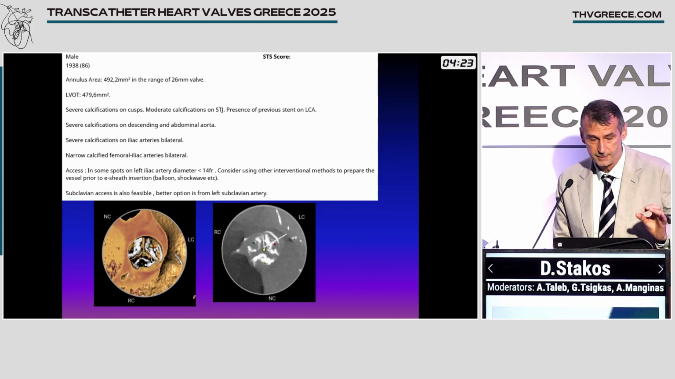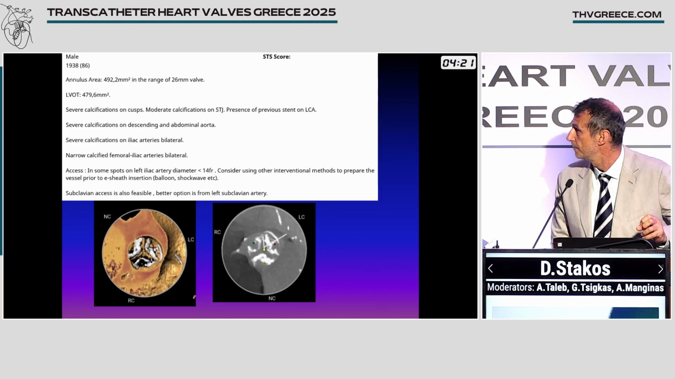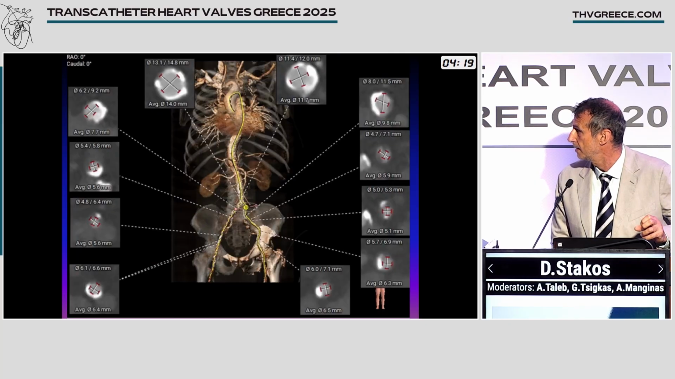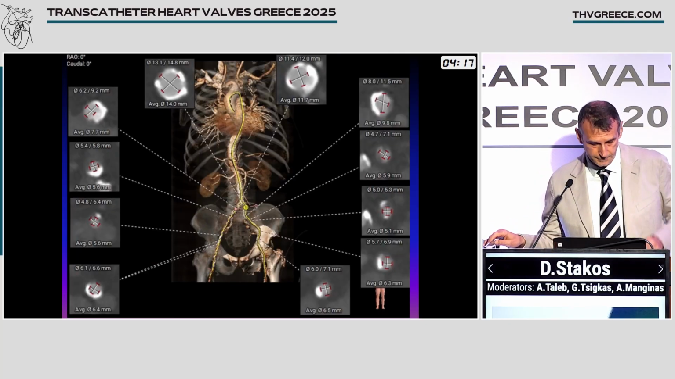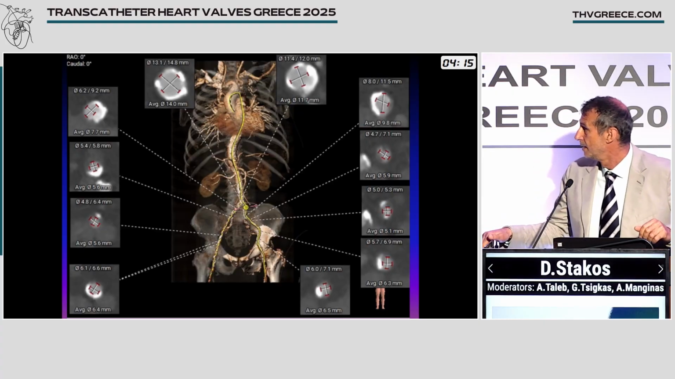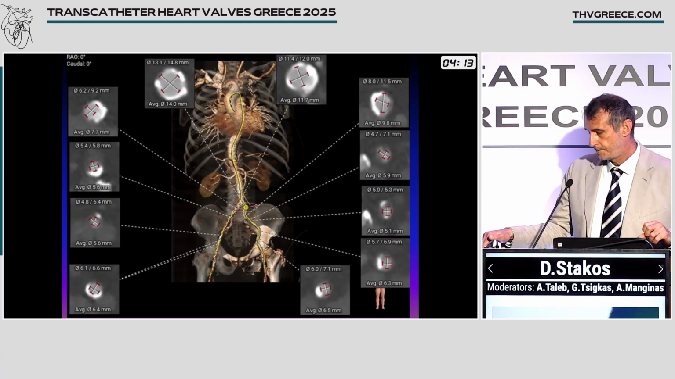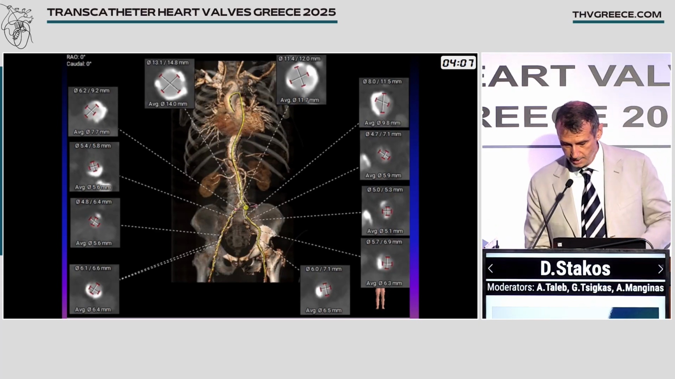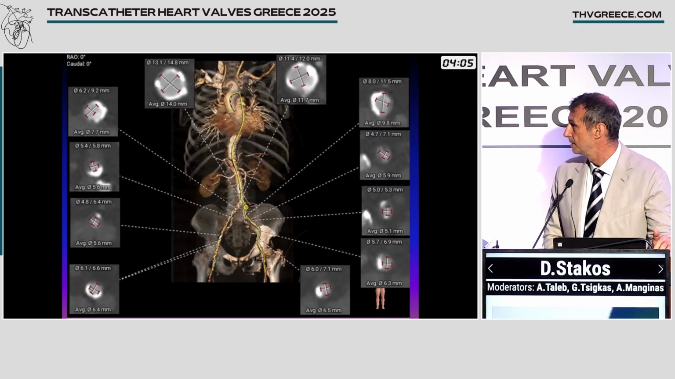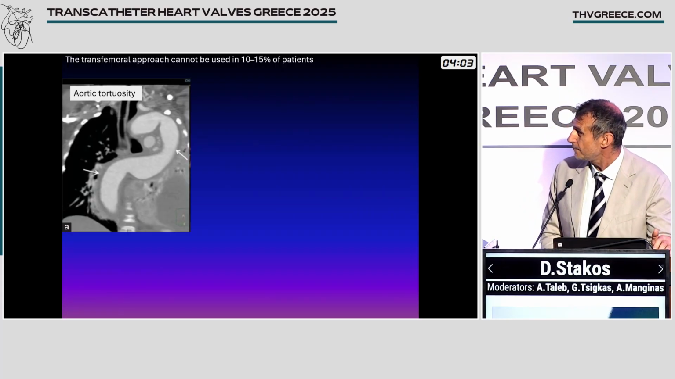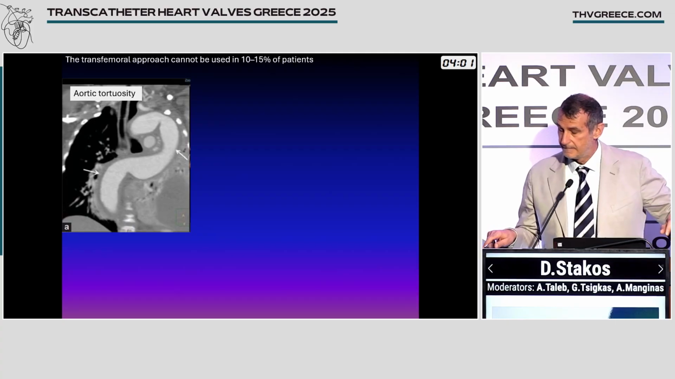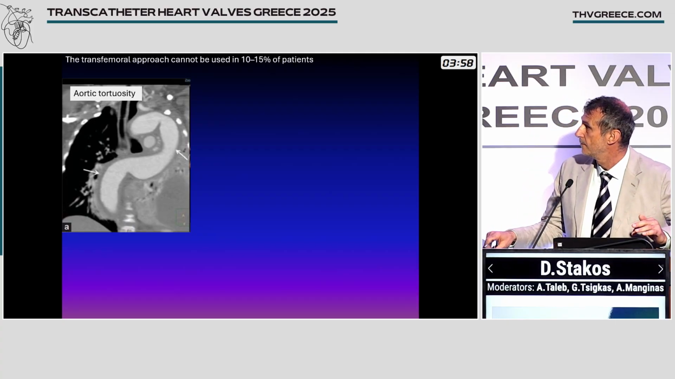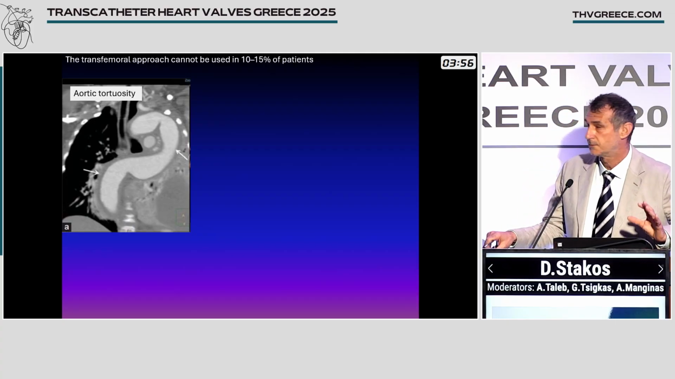As you see, the iliacs and the femoral are very calcified and a short diameter. Since we don't have balloons and shock waves in our hospital, we don't have experience. We try the subclavian access, and our vascular surgeons are very experienced with subclavian access.